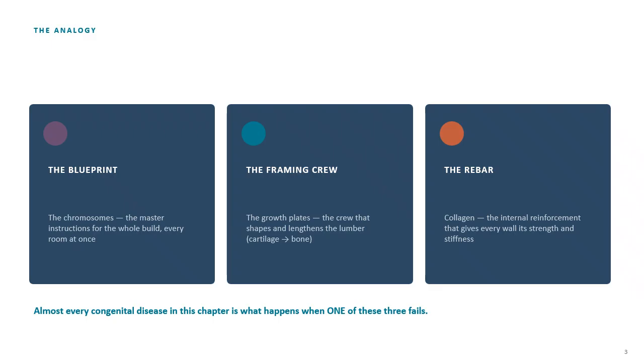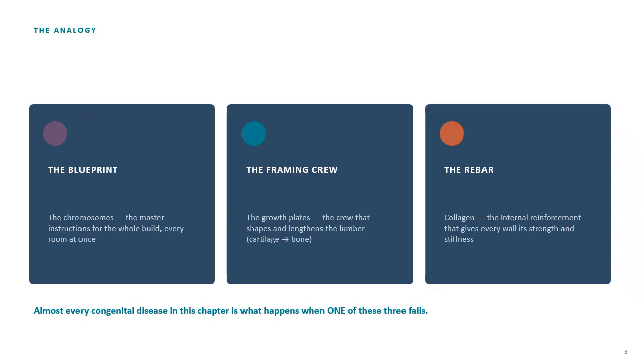So the framing crew that we discussed as we're building this house represents our growth plates. Our growth plates, as you probably already learned from your A&P classes, are responsible for producing cartilage that is gradually going to be replaced by bone, allowing our long bones to lengthen. And as they lengthen, they'll eventually take the shape that they're supposed to be in. Now, if that process is disrupted in any way, the bones may become short, they may be broad, they may be curved, or they may be shaped abnormally in some other manner.